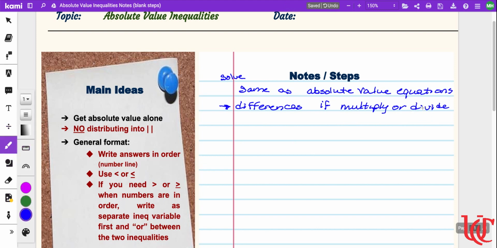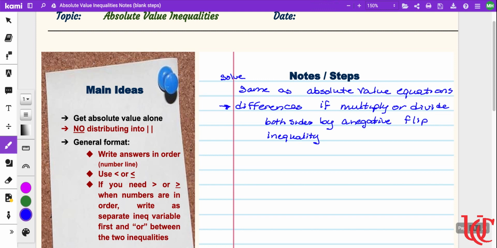Usually, if you divide both sides by a negative, flip the inequality. So that means if you were multiplying by a negative and you wanted to get rid of that, to move it onto the other side, you divide both sides by it. That's when you'd flip the inequality.